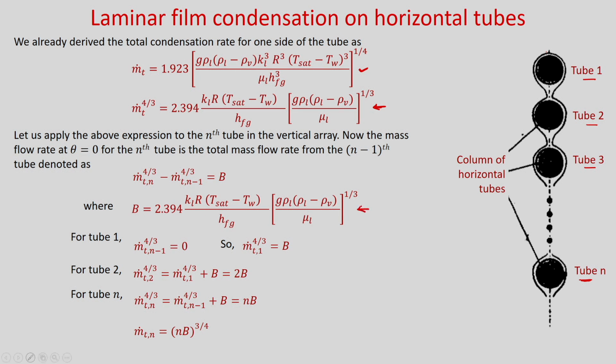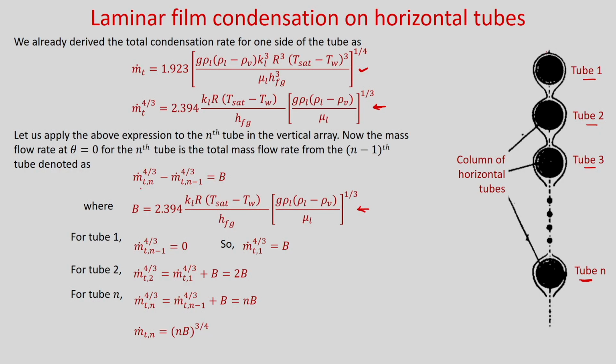Okay. So, what we are saying is that whatever total mass flow rate is coming from the previous tube will just fall to the nth tube at theta equal to 0. So, if you consider this is the nth tube, then whatever mass flow rate is there in the nth tube, minus the previous n minus 1 tube's mass flow rate if you deduct, you are going to get the condensation taking place in a single tube. So, that is the total mass flow rate and that is your b. Okay. So, b is equal to this expression.